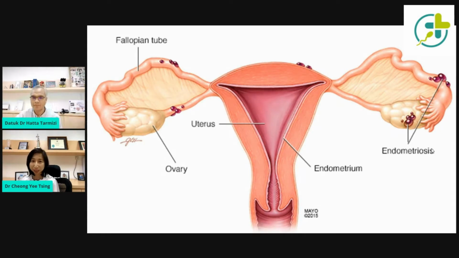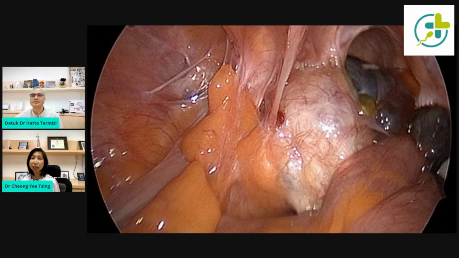And how do we diagnose it? We can perform a laparoscopy or keyhole surgery where we insert the camera into the pelvic cavity. If we can see endometriotic spots and adhesion like this, then it can help to confirm the diagnosis. Even though laparoscopy is a minor surgery, it is still invasive. So as far as possible, we try to reach the diagnosis by history taking, pelvic examination, and transvaginal ultrasound scan.